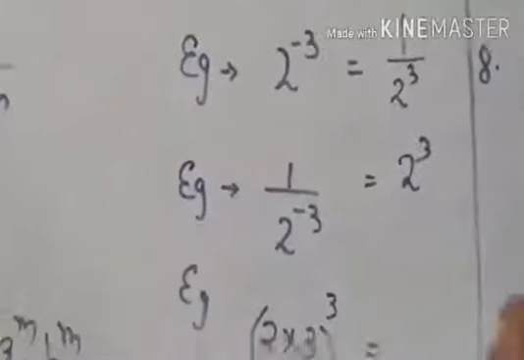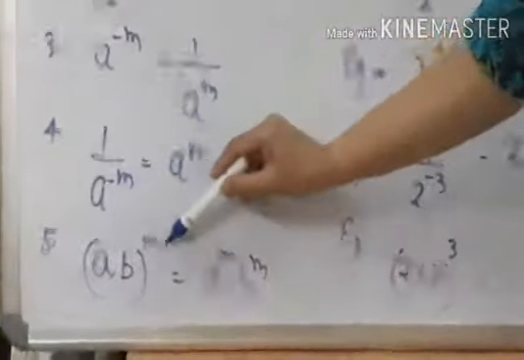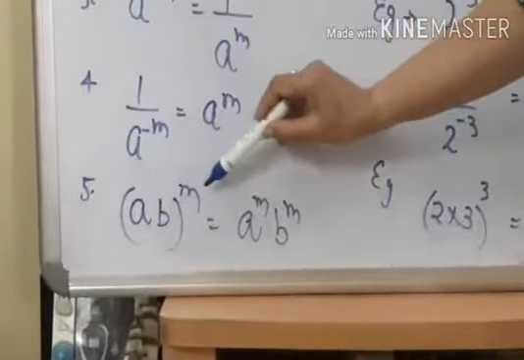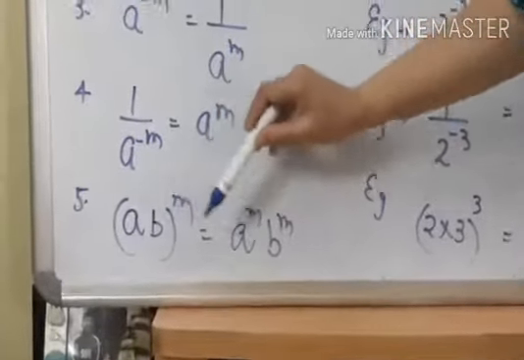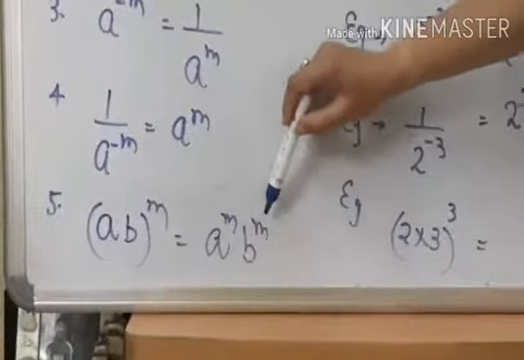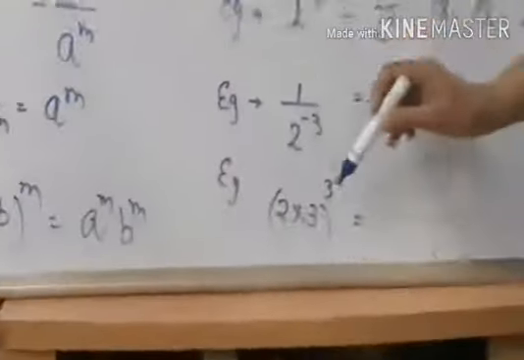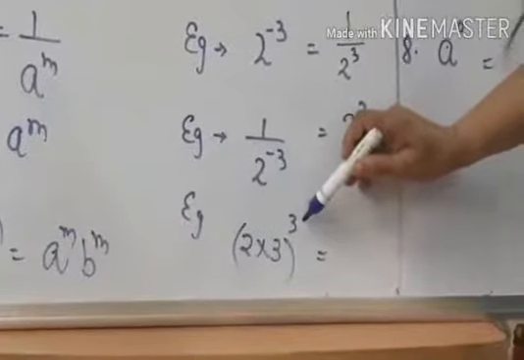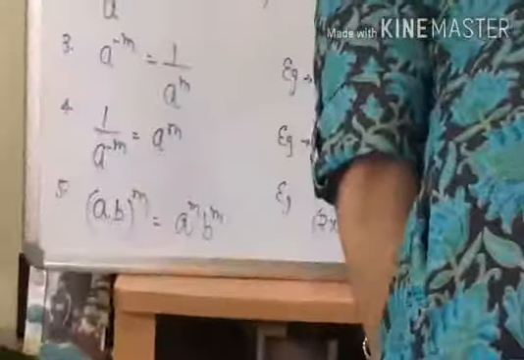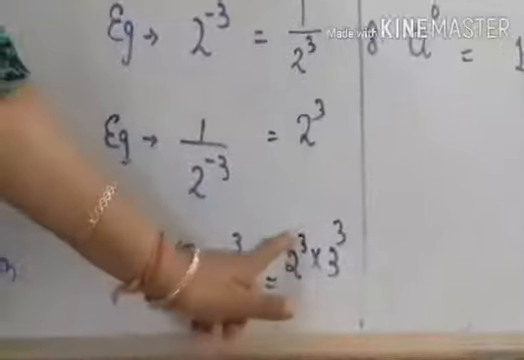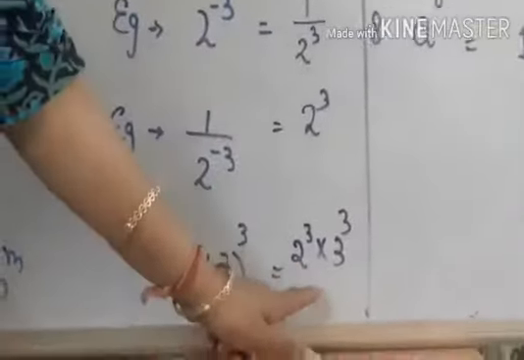Got it? Now one more law, (ab) raised to the power m. It means the power will be given to a also, and the power will be given to b also. It gives you a raised to the power m, b raised to the power m. One example we will take based on this: (2 into 3) raised to the power 3. What will it give you? 2 raised to the power 3 into 3 raised to the power 3.